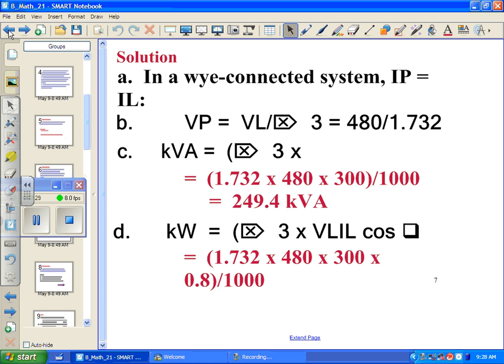I've got 16,588. Well, if our apparent power was 249, it's unlikely that our true power, forgot to divide by 1,000, I think. You did? Okay. 1.7321 times 480 times 300 times 0.8 divided by 1,000.